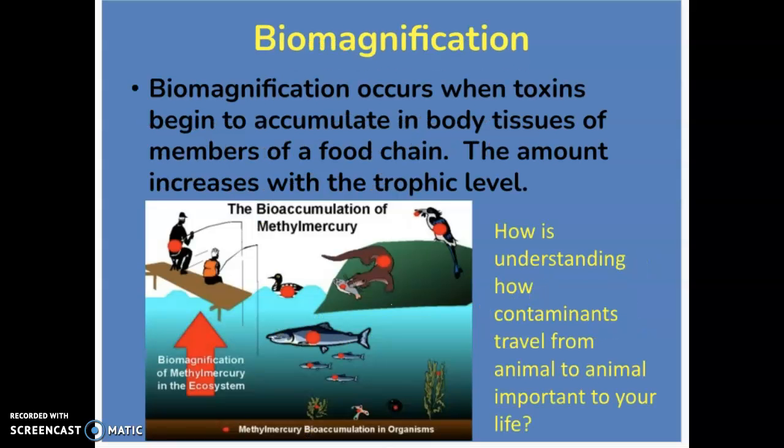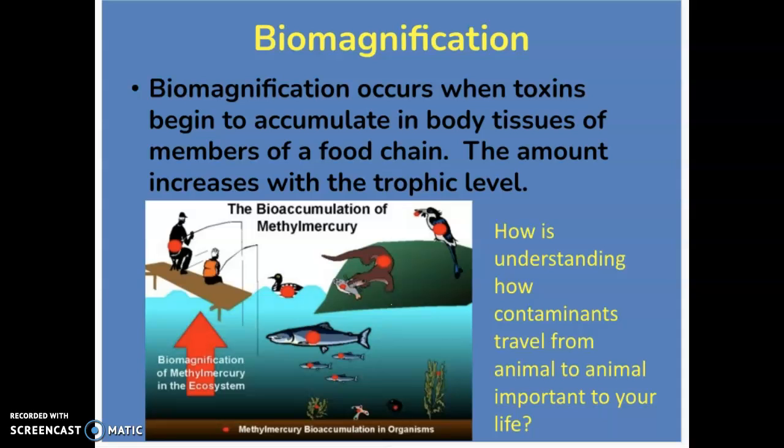Biomagnification is the process in which those toxins magnify, or get bigger, as we travel through a food chain. Hopefully, you understood yesterday from your activity that the producers, while they take in some toxins, have a small amount of toxins compared to anybody who's higher up on the food chain, because you are what you eat. So contaminants are going to travel from organism to organism, and you are going to take in all of the toxins that the organism before you has taken in, and they're taking in the toxins of whatever they've eaten. So how is understanding how contaminants travel from animal to animal important?